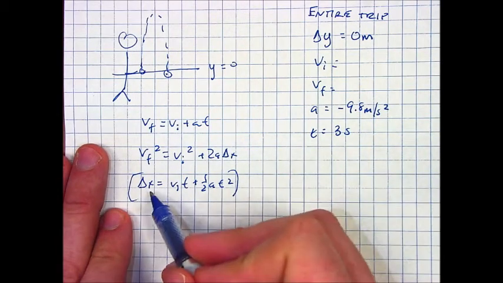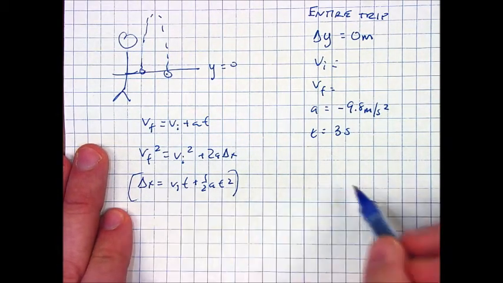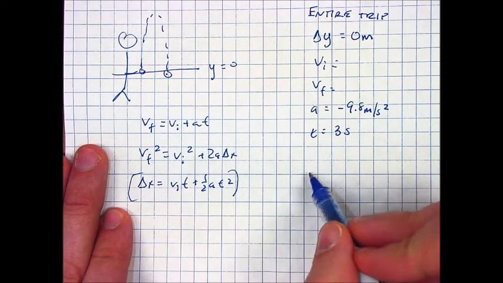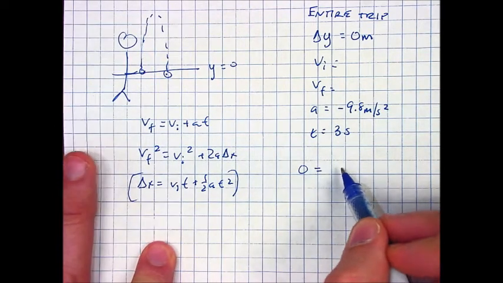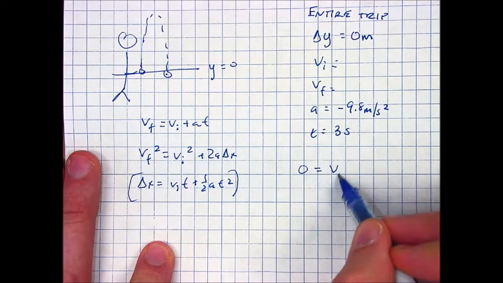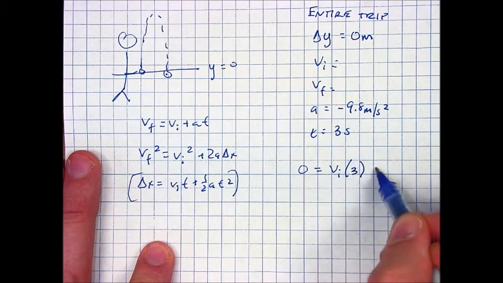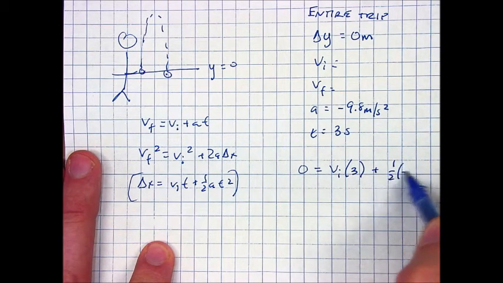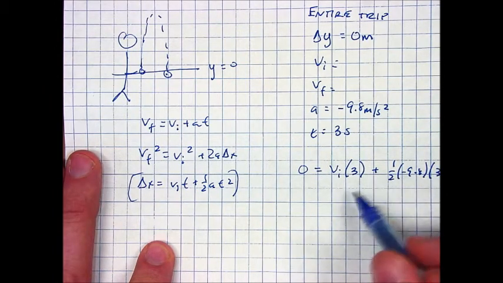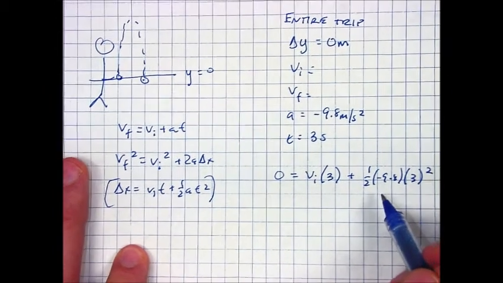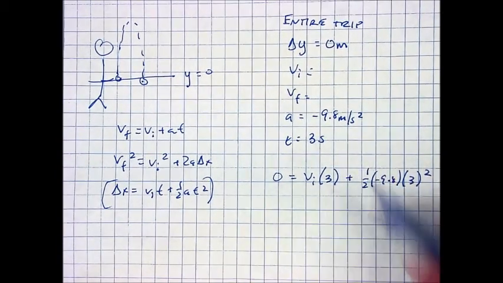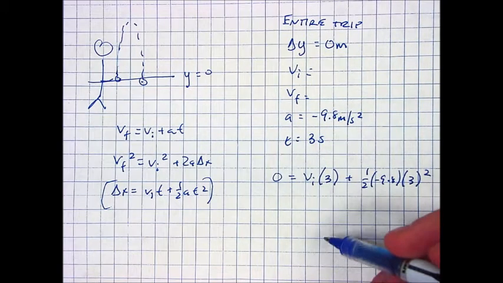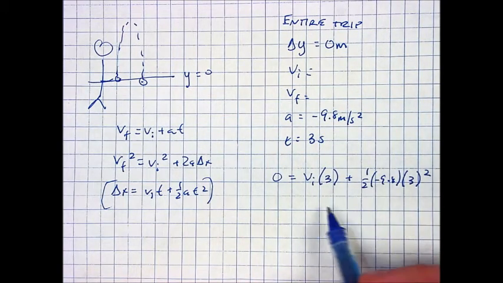So when I plug it in, remember we can change this to delta y if we'd like. Make sure everything's in the y direction. So we have 0, which would be delta y, is equal to v initial, which is what we're looking for, times the time, which is 3, plus 1/2 negative 9.8 times 3 squared. Notice I'm leaving out the units in this equation. We don't need to put them in for just now, but just remember when it comes out we should get meters per second for the units.